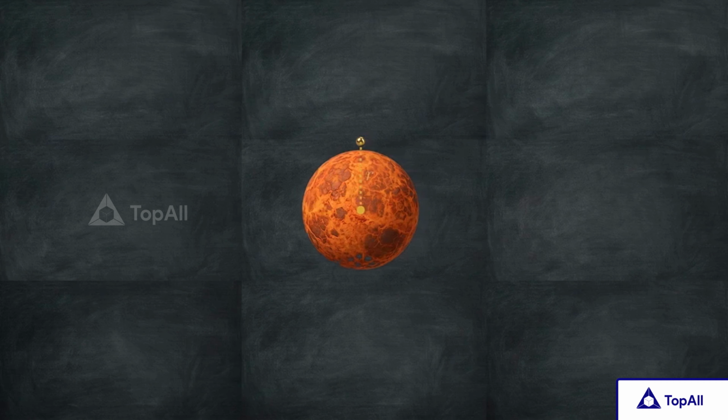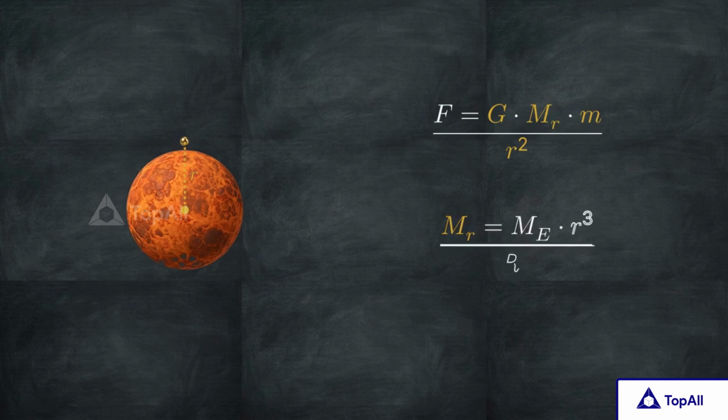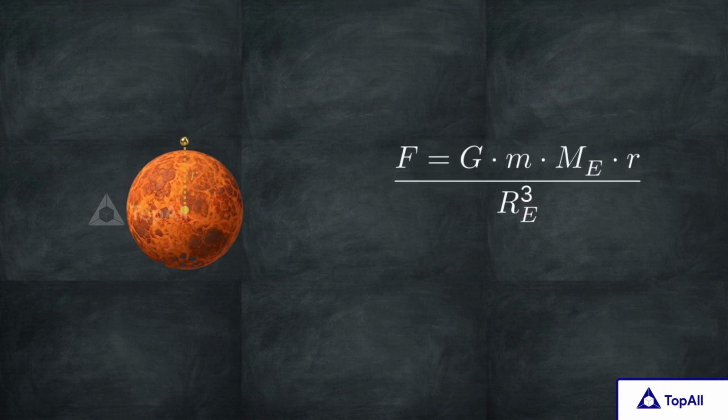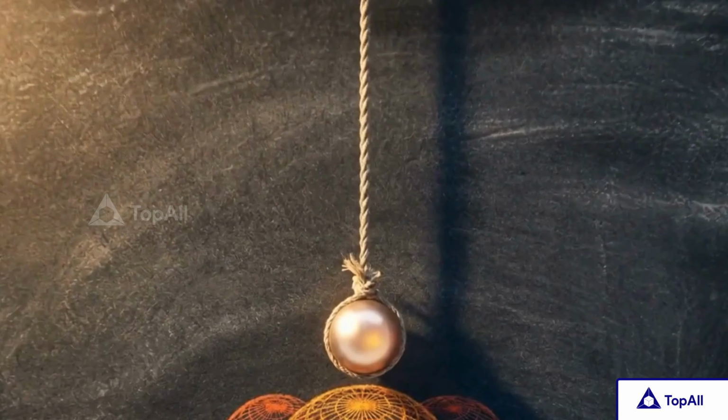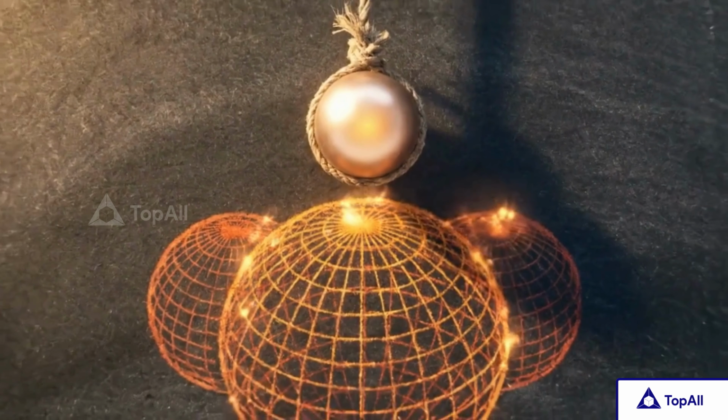The formula for this internal pull is written as force equals G times M sub r times m divided by r squared. Here, G is the gravitational constant, M sub r the inner mass, m the test mass, and r the distance to center. Assuming uniform density, we substitute the inner mass. The formula shifts. Force equals G times m times Earth's mass times r divided by Earth's radius cubed. Deep inside the planet, gravity functions as a linear tug-of-war, determined solely by the volume of mass directly beneath you.